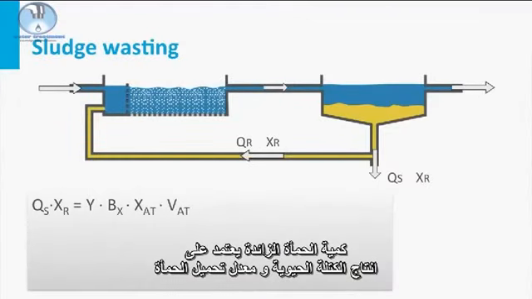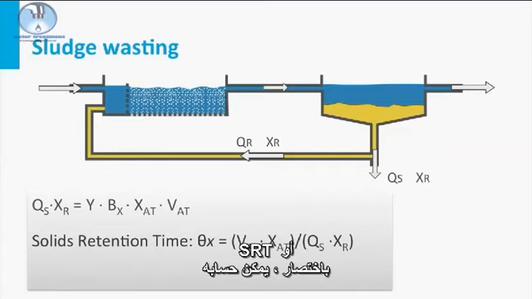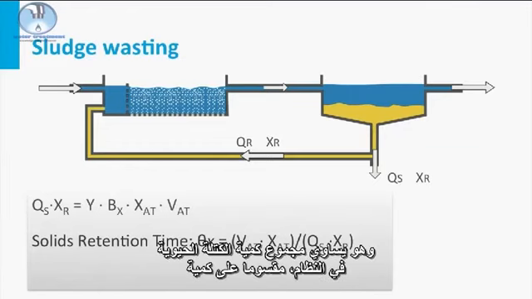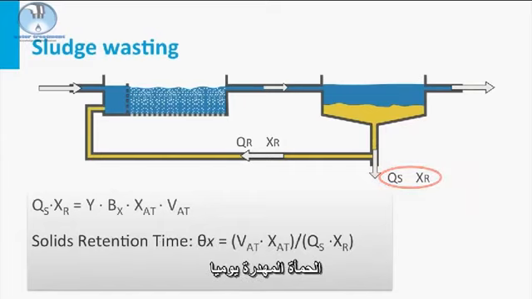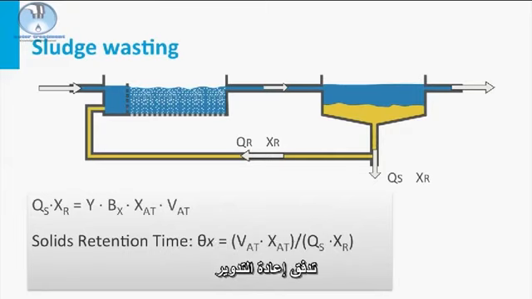The quantity of waste sludge depends on the biomass yield and the sludge loading rate. If the amount of sludge wasted from the system is known, the solids or sludge retention time, or SRT in short, can be calculated. The SRT is the average time sludge stays in the process. It is equal to the total quantity of biomass in the system, divided by the quantity of sludge wasted per day. The concentration of the waste sludge before dewatering will be equal to the sludge in the recycle flow.